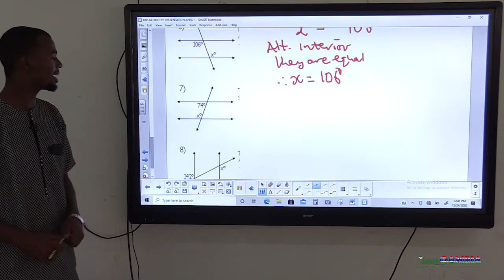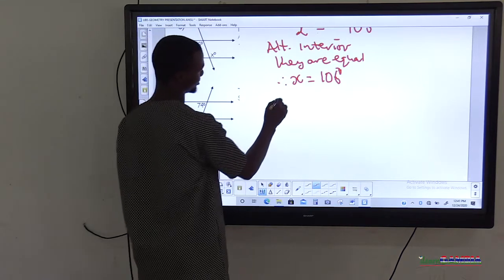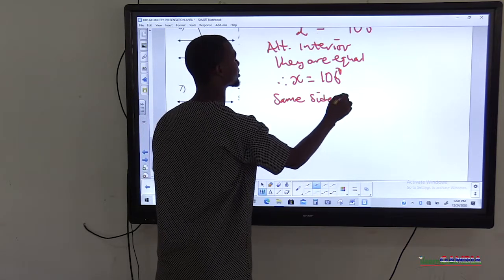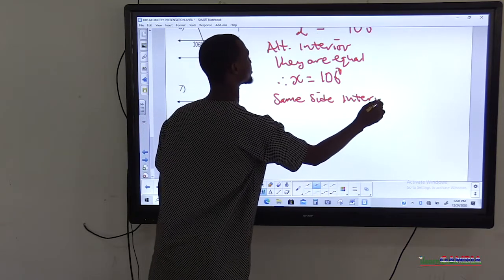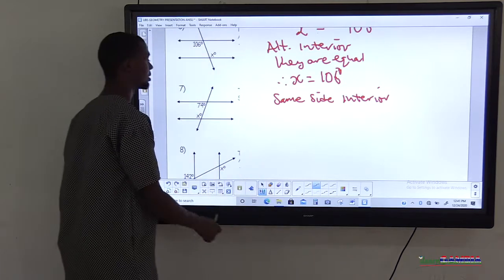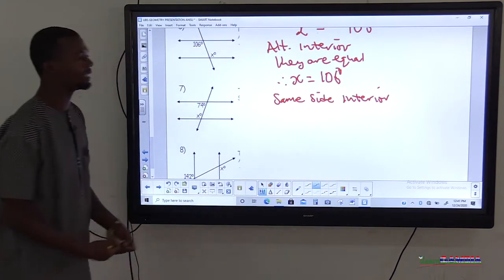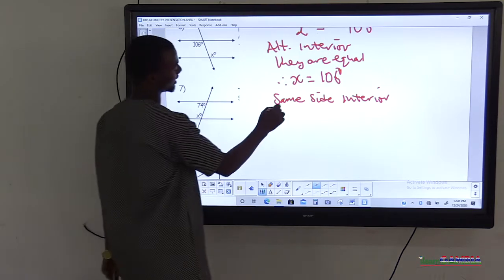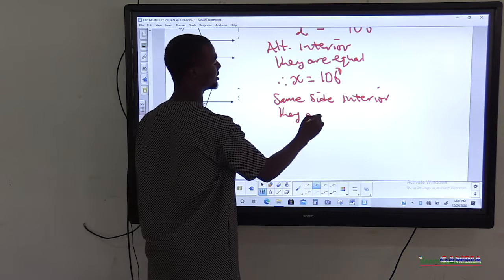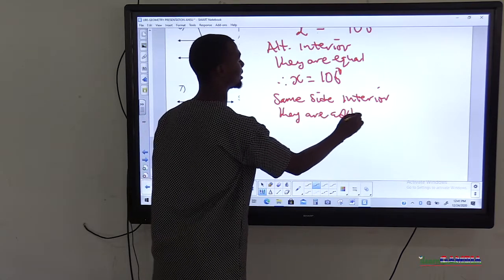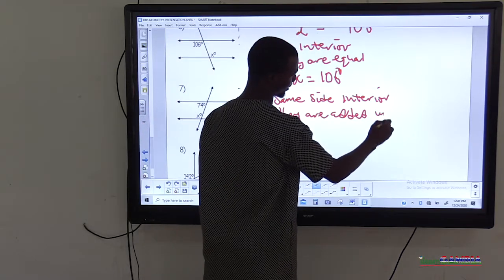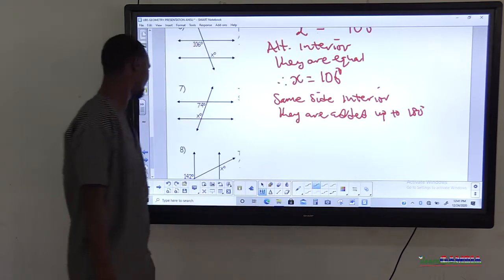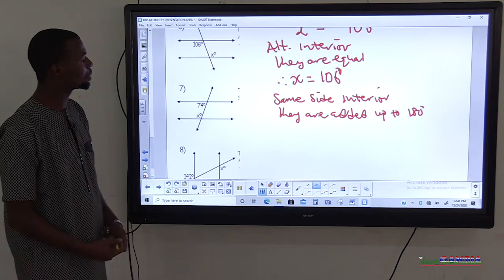They are same side interior, and same side interior angles are supplementary. They are added up to 180 degrees.